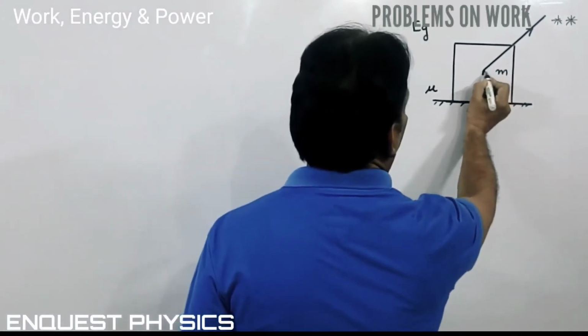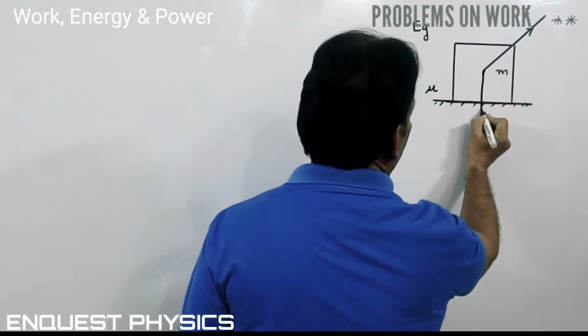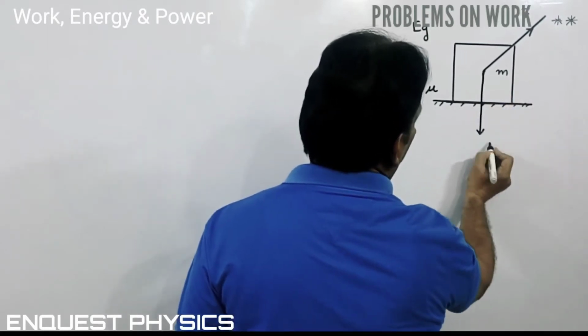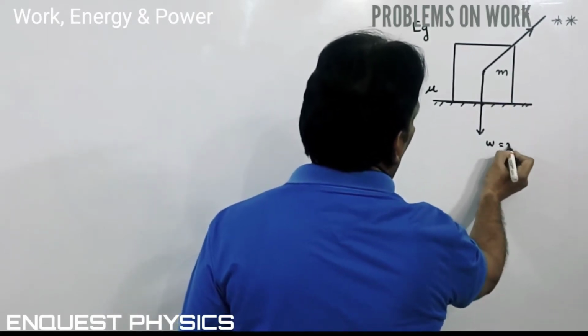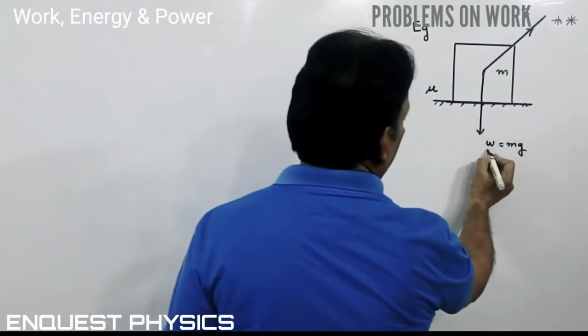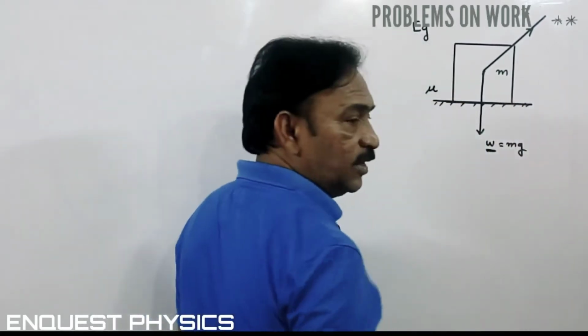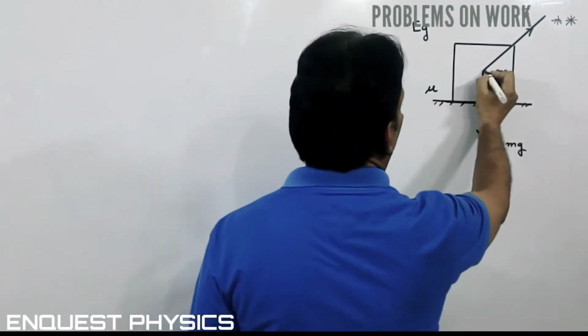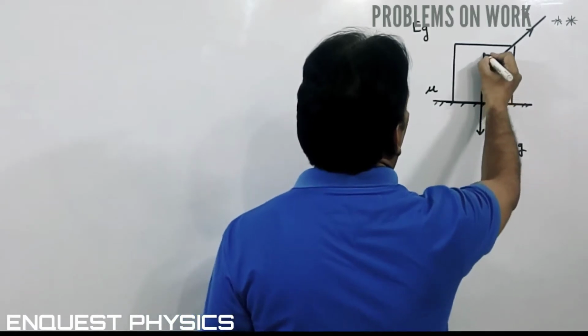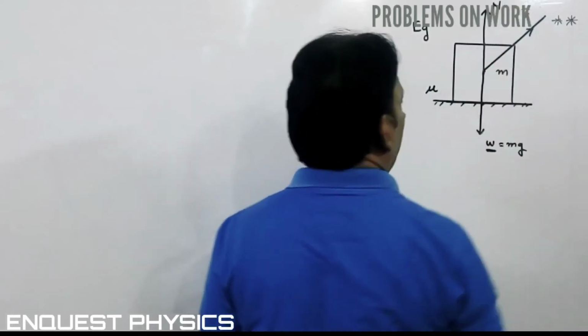Here, if you take the body and a force is acting on it, here is the weight of the body, which is acting vertically downwards. Okay, students, and immediately the surface will offer an opposing force, and we call it the normal reaction.